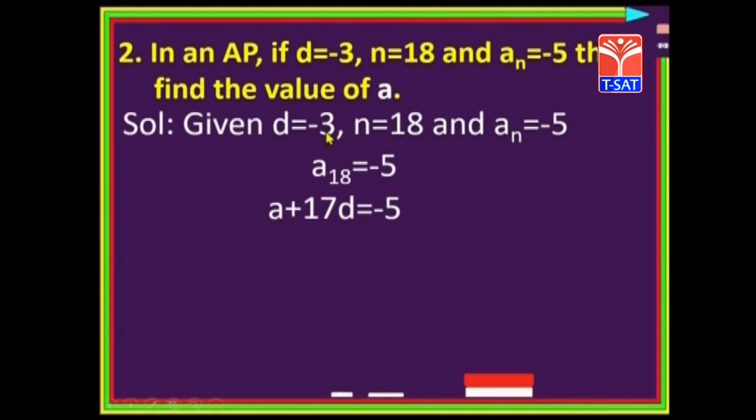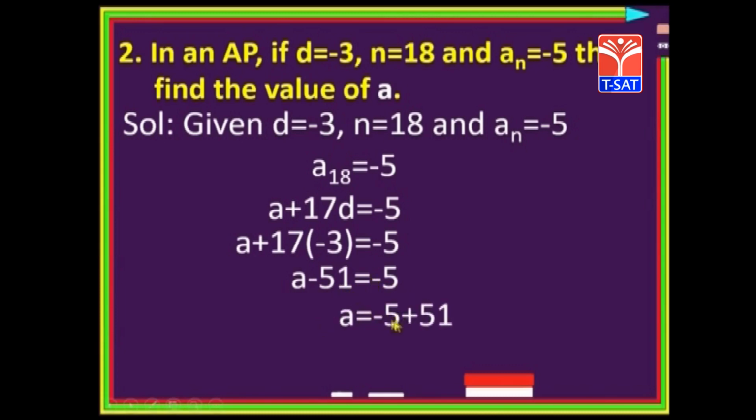Here we have the d value, substitute it in this equation, then we will get a plus 17 into minus 3 is equal to minus 5. What is 17 into minus 3? Minus 51. So a minus 51 is equal to minus 5. Bring minus 51 to the right hand side, we will get a is equal to minus 5 plus 51. So 51 minus 5 is 46. Therefore the value of a is 46. So by using the nth term formula we can find the value of a.